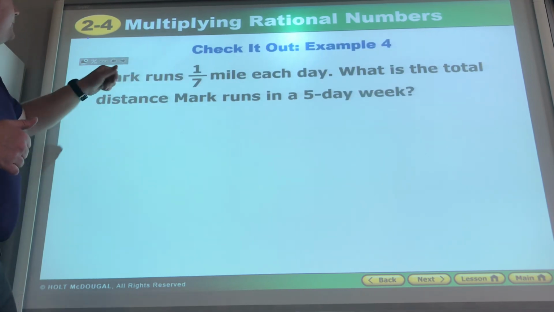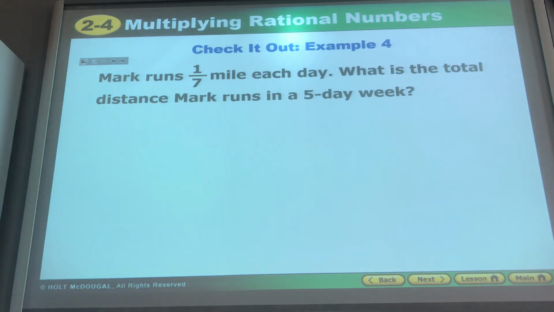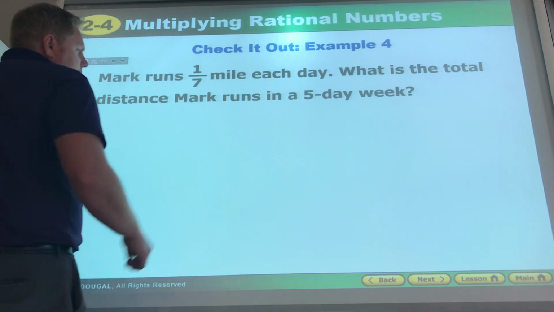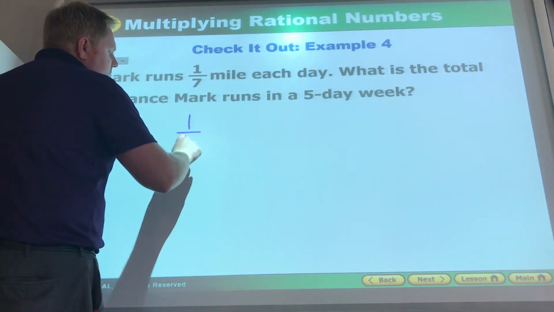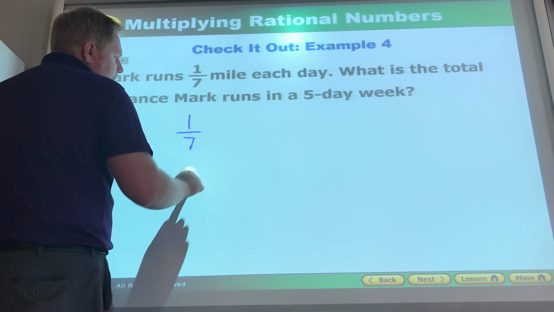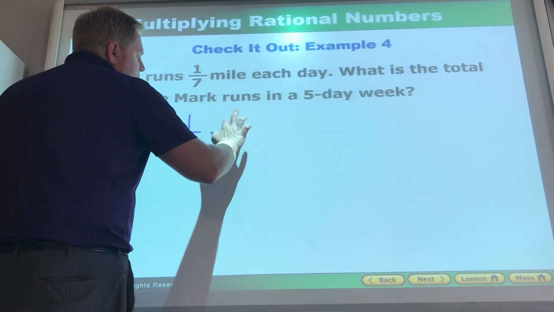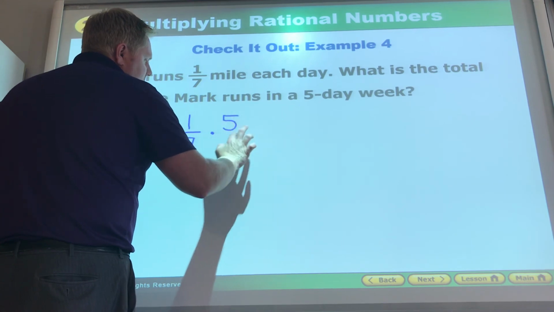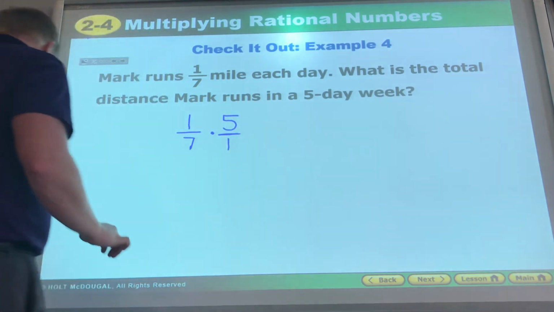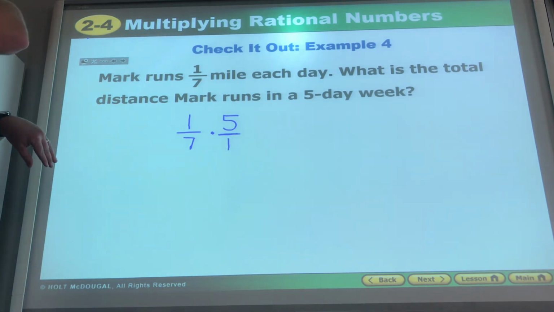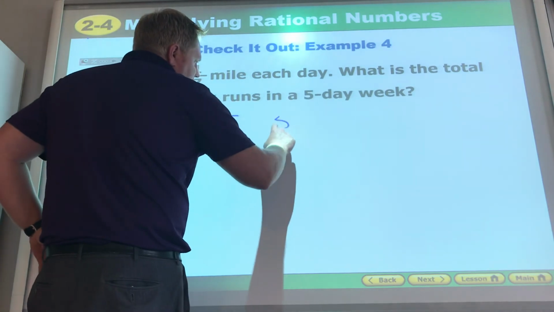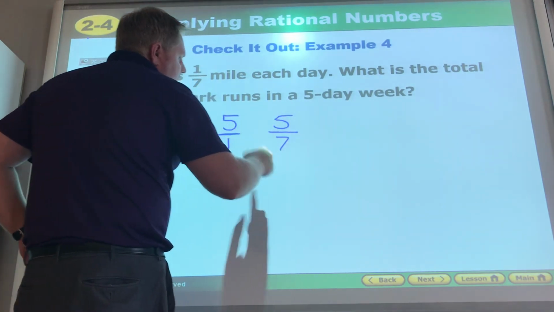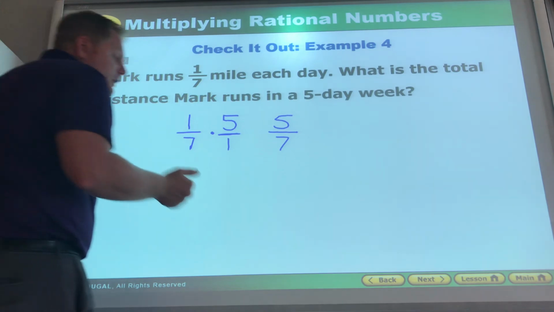7/20ths in a week. Mark runs 1/7 of a mile each day. What is the total distance Mark runs in a 5-day week? So he's running 1/7 of a mile each day. And he runs for 5 days. I always like to make that number a fraction. All right? All right. So when we do the multiplication, he can run 5/7 of a mile in a 5-day week.